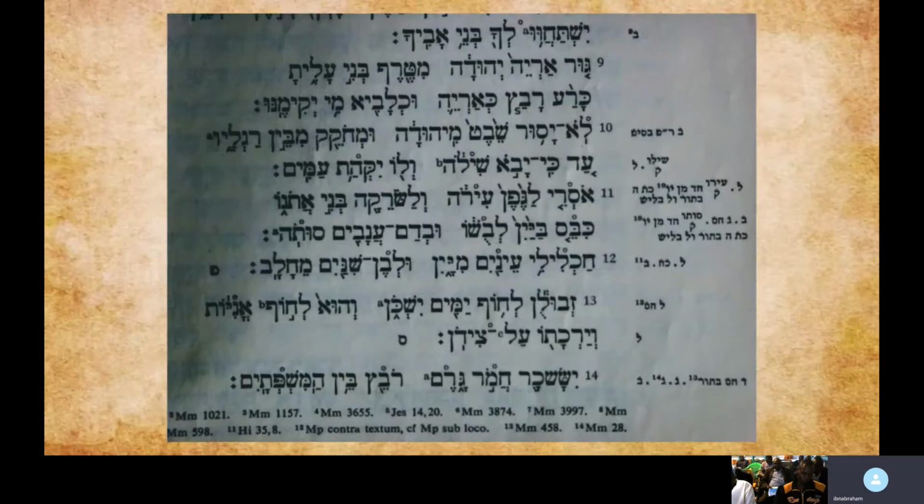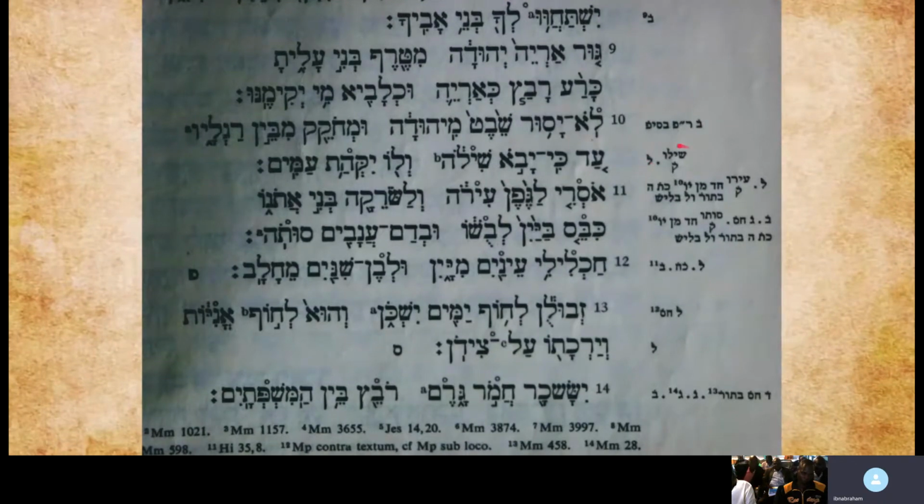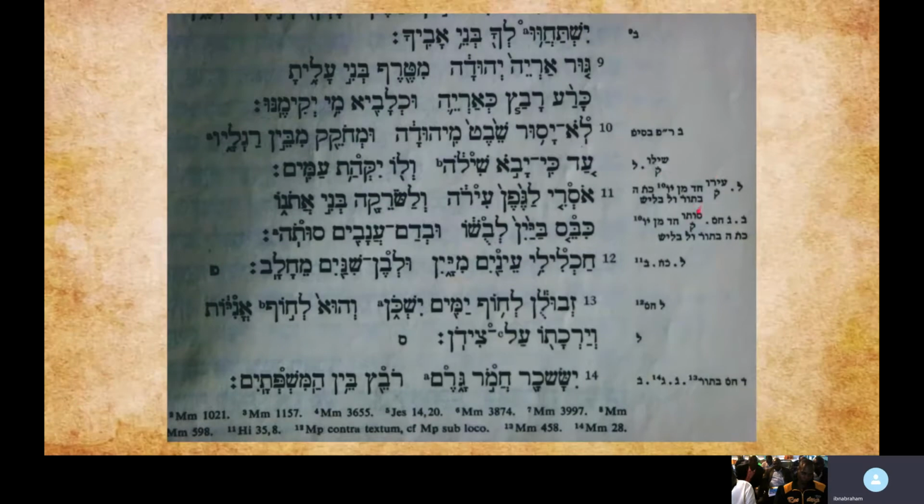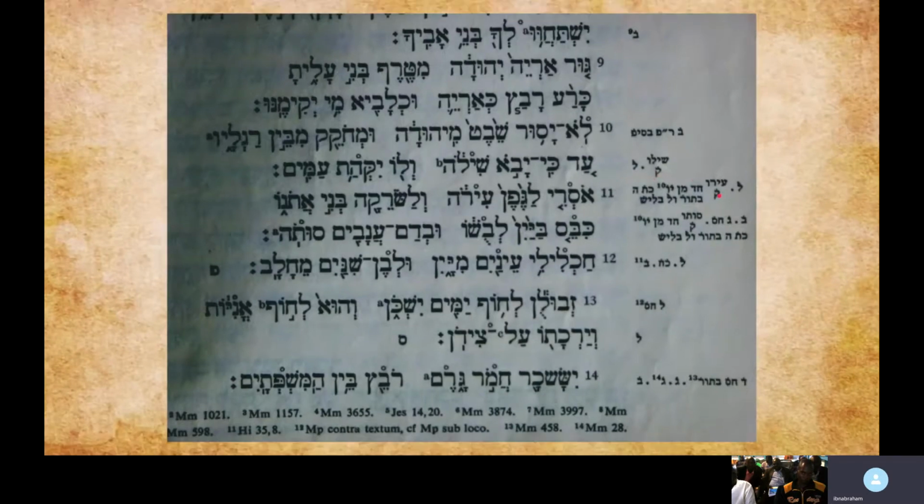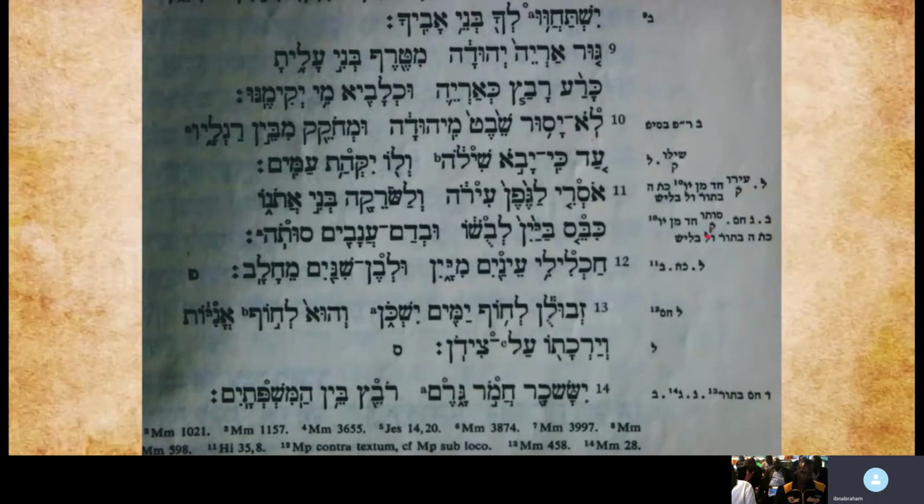Now, here's another type of Masoretic note. I've got over here on the side this one, and this one. They're formatted a little bit differently. This has the letter kuf underneath. This has the letter kuf underneath. And this has the letter kuf underneath.